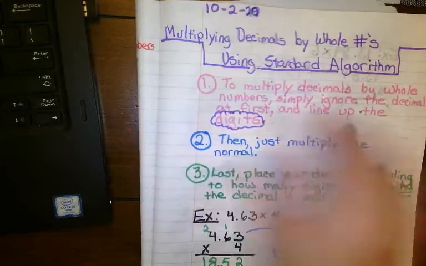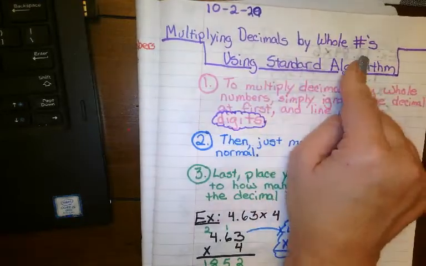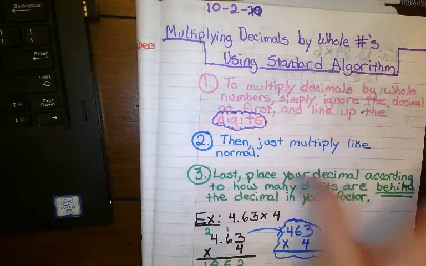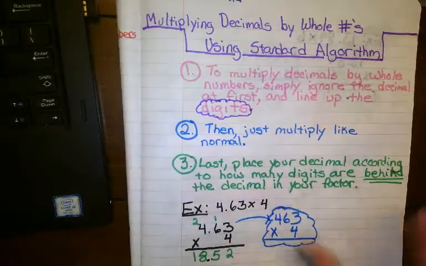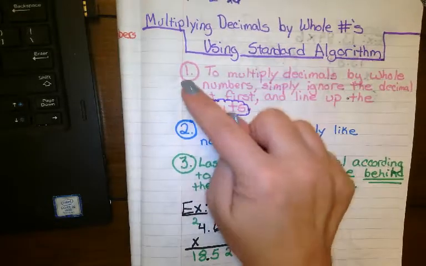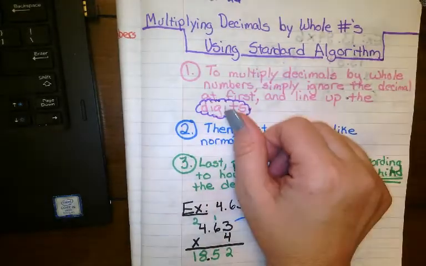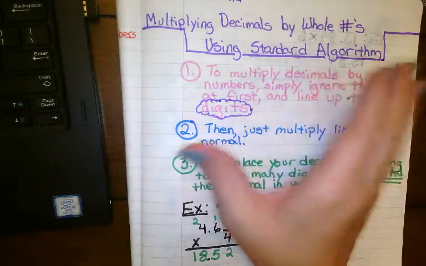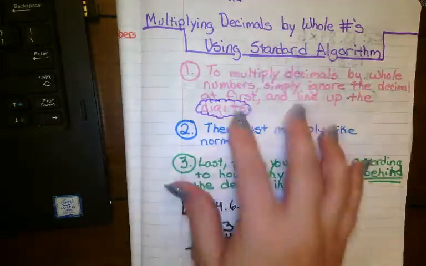Hey guys, so today we're going to talk about multiplying decimals by whole numbers using the standard algorithm, and I think you'll be surprised that it's not much different from what you've already done before. So if you look here, we have three basic steps that you're going to follow, and at any time I'd like for you to pause this video and make sure that you record exactly these notes in your own math journal.